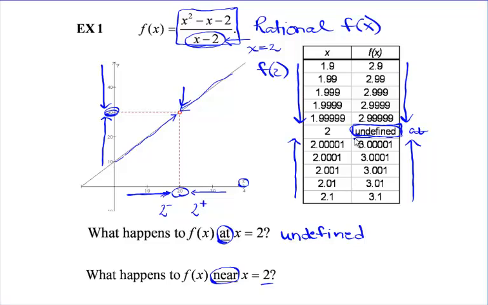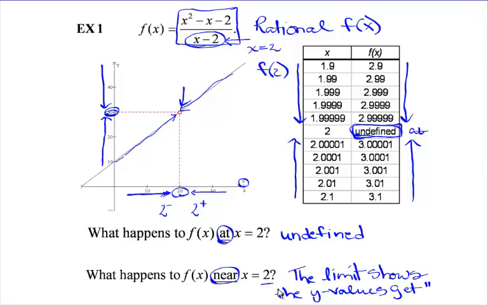And here is the idea of the limit. The limit shows the y values, the output values, get near, not at, but near 3. And that's the idea of the limit.